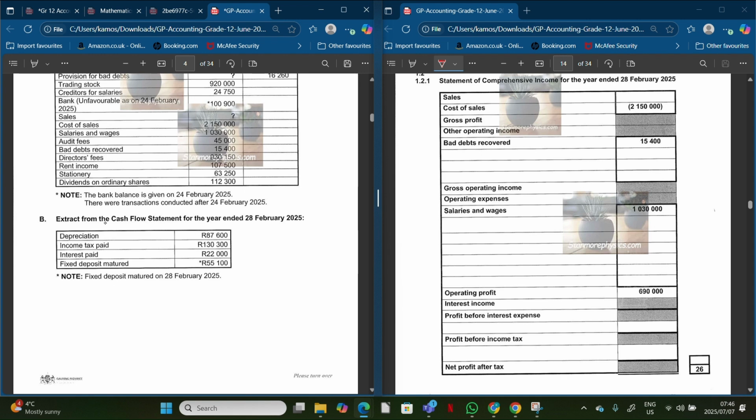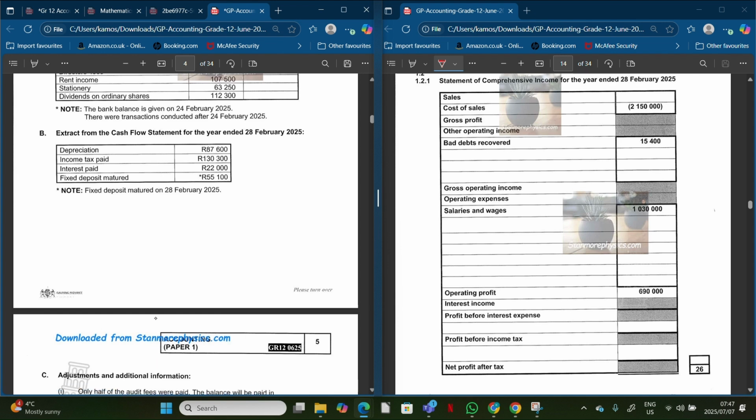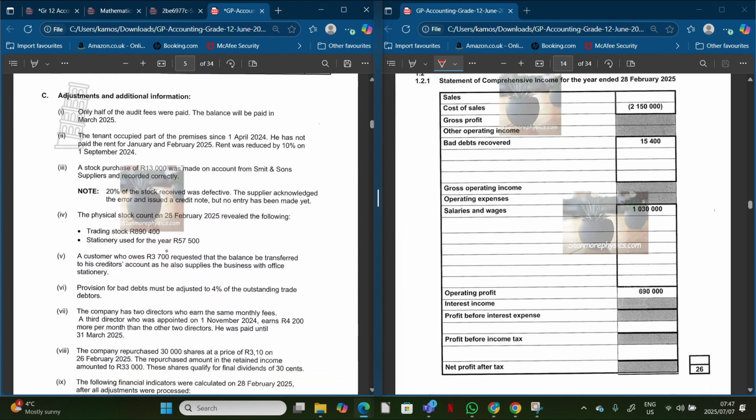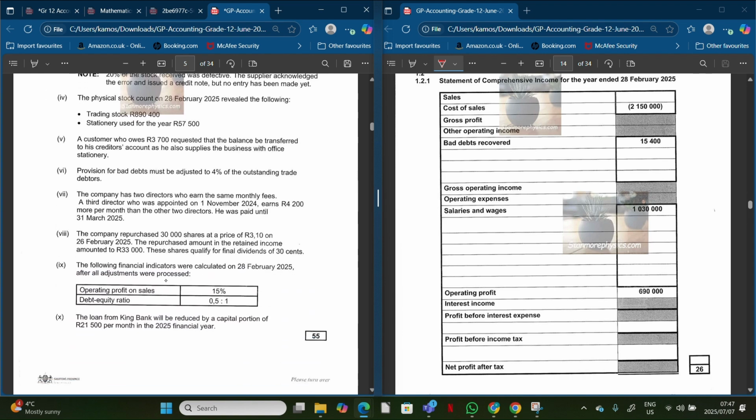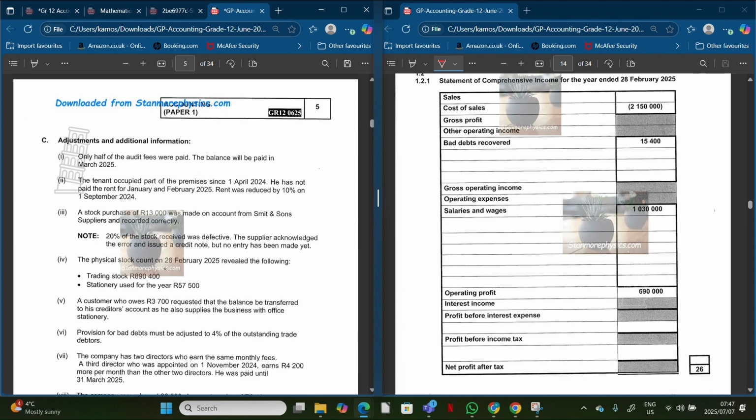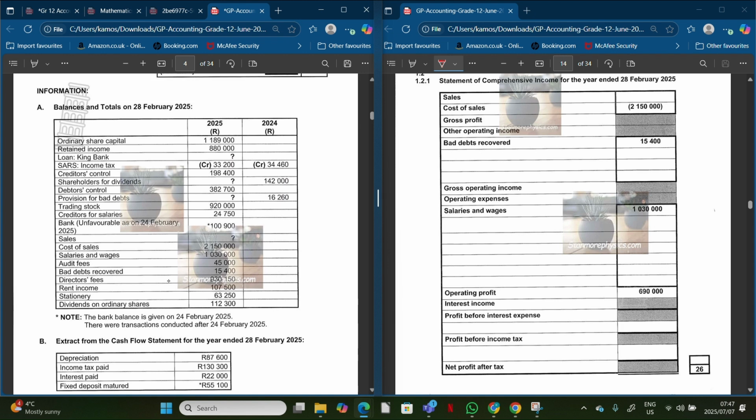Then they give the extract from the cash flow statement for the year ended 28 February 2025. We have the depreciation, the income tax paid, the interest paid, and the fixed deposit matured. And then here we have our adjustments and additional information, and question two down there. Okay, so now let's head straight into the income statement and see how we would go about this.